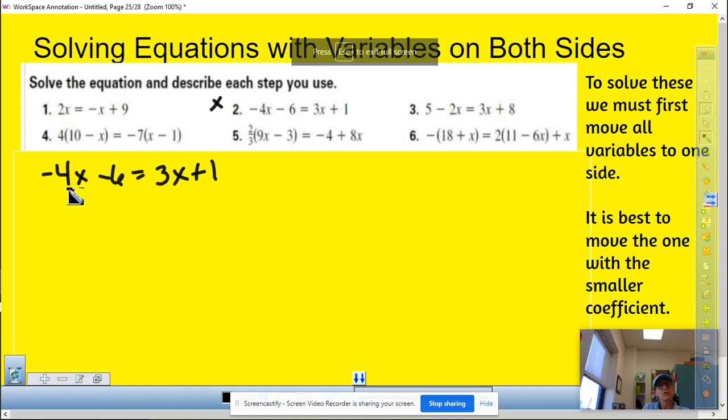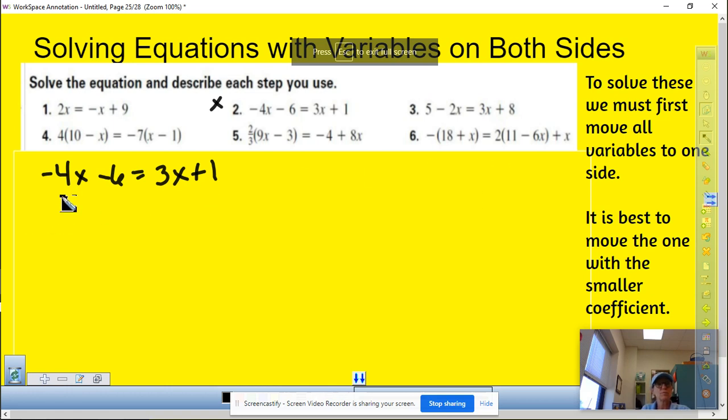I've got an x over here and an x over here. I need to get them on the same side, and I'm going to do that either by adding or subtracting. It's a good rule of thumb to move the smaller of the two variables, that is, the one with the smaller coefficient. It doesn't matter if you don't, but that's a good rule of thumb.